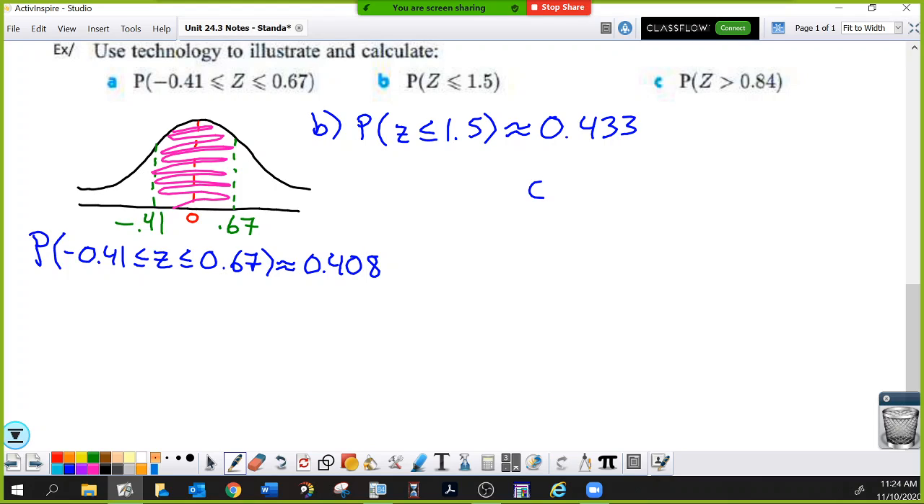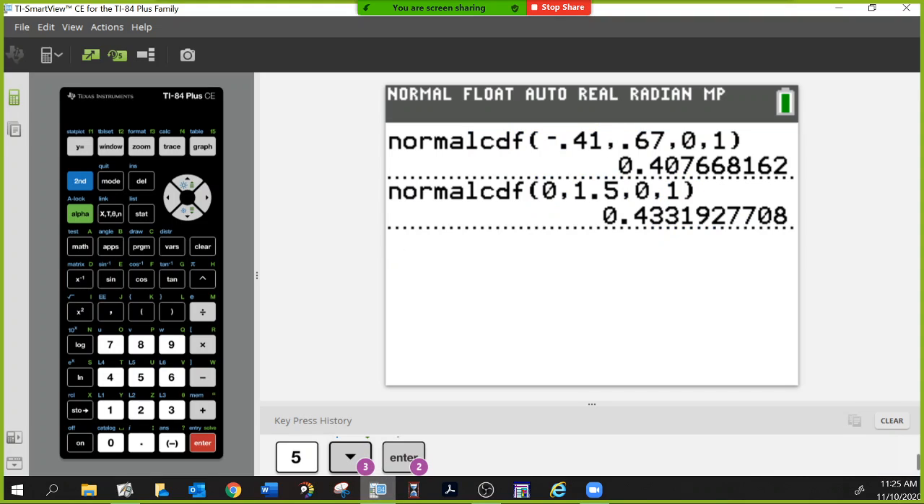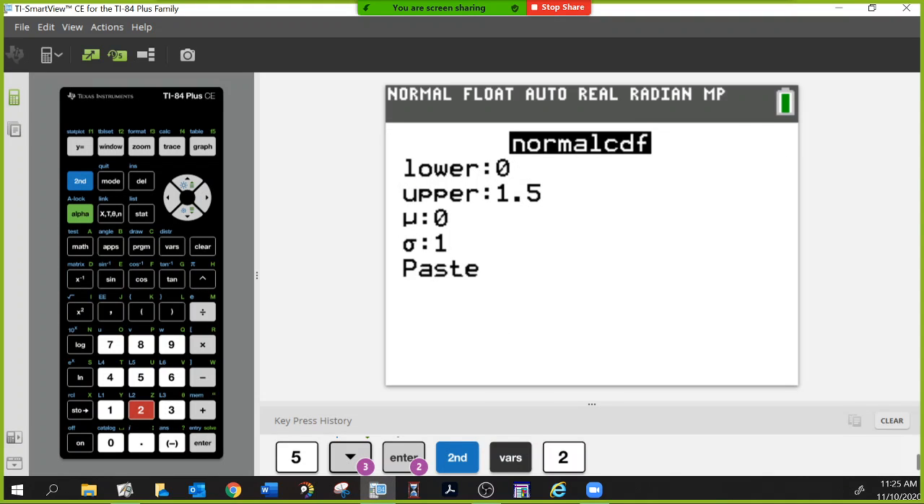And then part C, this thing will be all over the place. Probability that Z is greater than 0.84. All right, now this one doesn't have an upper bound. Vars, normal, CDF. But it does have a lower bound of 0.84. So what do we do for the upper bound? I don't know. How about a big number? 200. I don't know. I just typed a bunch of zeros. Does it matter? Just give it a bunch of zeros.